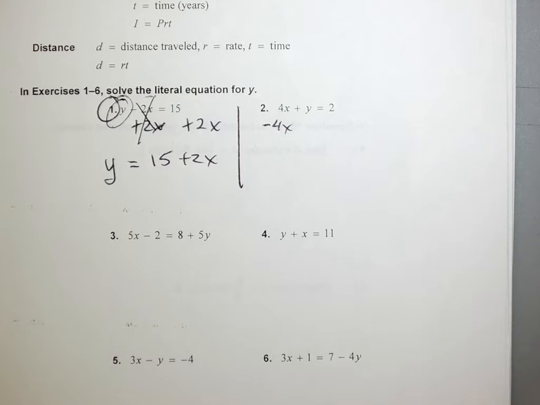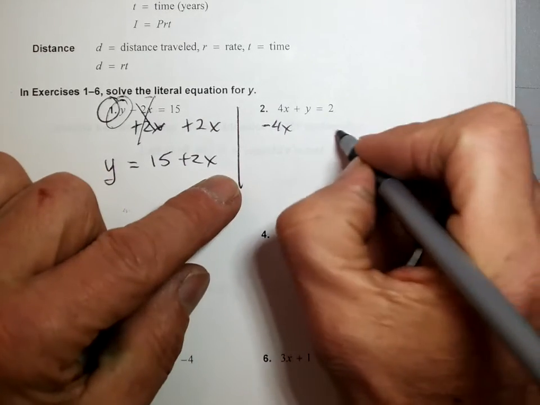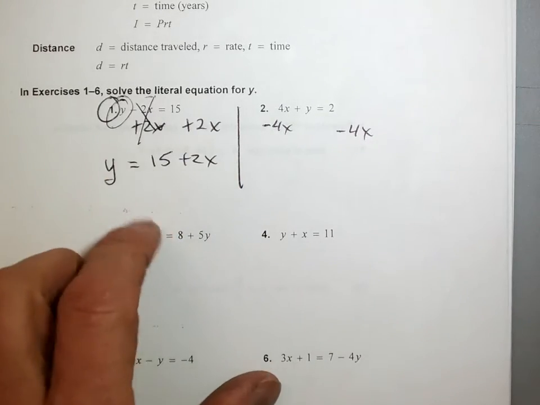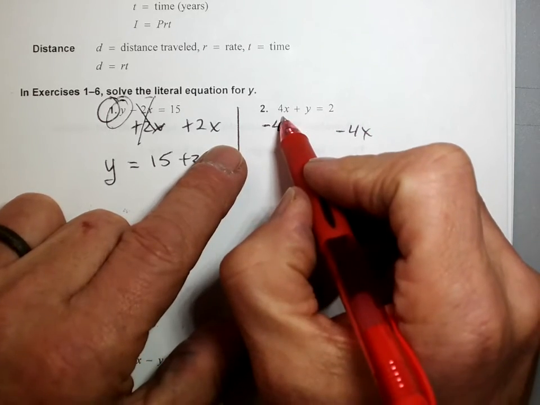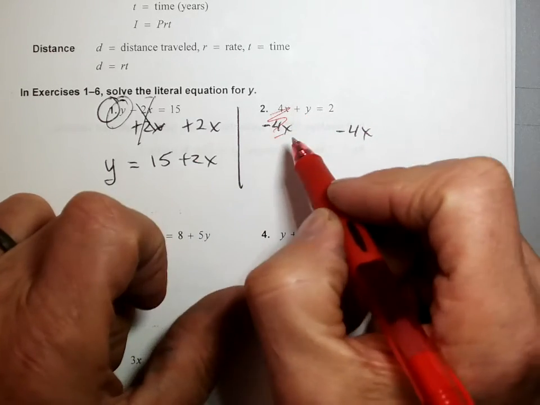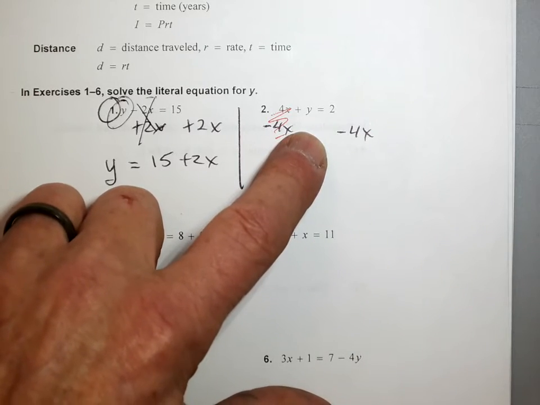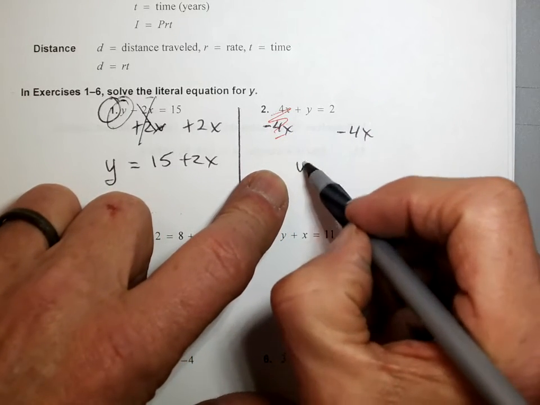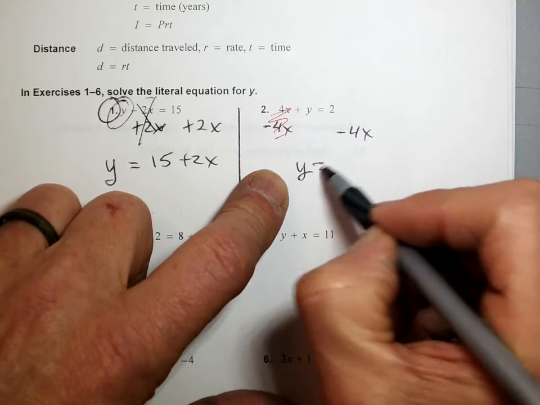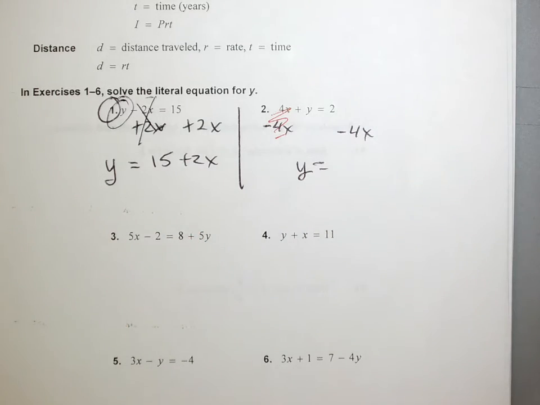What we do to one side of the equal sign, we've got to do the exact same thing to the other side. So there's minus 4x here, and I'm going to go minus 4x here. Now, by doing this, my 4x on this side is gone. 4x minus 4x is gone. And all I'm left with on this side is y. So I bring down my y, bring down my equal sign. Now, 2 subtract 4x. This is an x. That's not. They're not the same. 2 subtract 4x is just 2 subtract 4x.